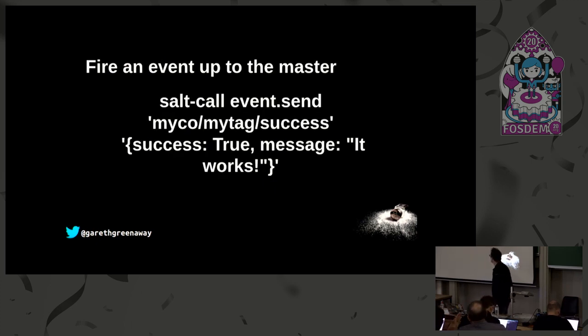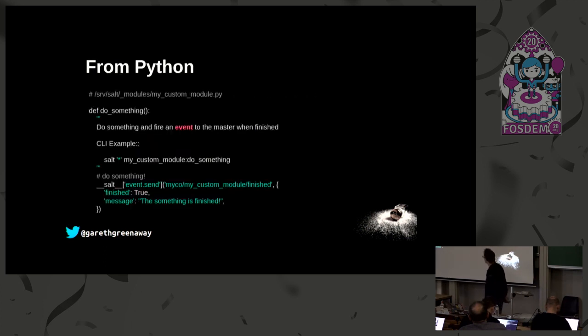We can also fire an event up to the master. So here's a more involved example. I'm using the command event.send, and we are giving it a tag of my/tag/success, and then the data that we want to send is success: True and message: It works. And also sending them from Python. In this case, we've defined a custom Salt module with a function called do_something that uses the event.send module from Salt to send a custom event using the tag.